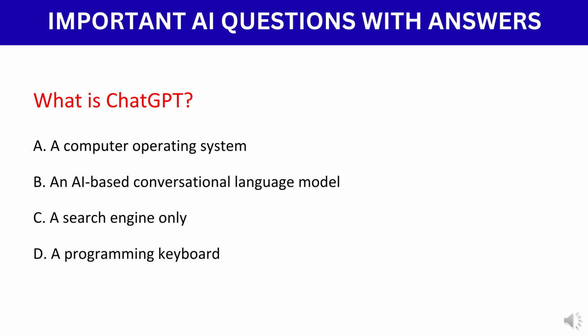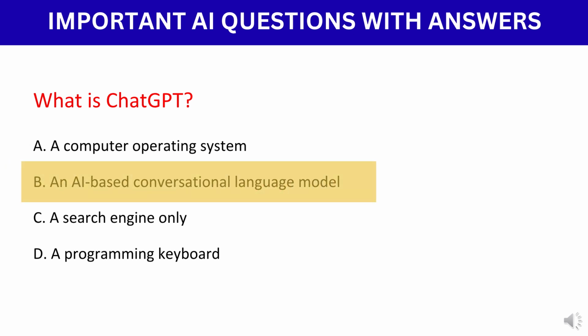Question number 5. What is ChatGPT? Option A. A computer operating system. Option B. An AI-based conversational language model. Option C. A search engine only. Option D. A programming keyboard. The correct answer is option B. An AI-based conversational language model. ChatGPT is an AI system designed to understand and generate human-like text and interact with users through conversation.